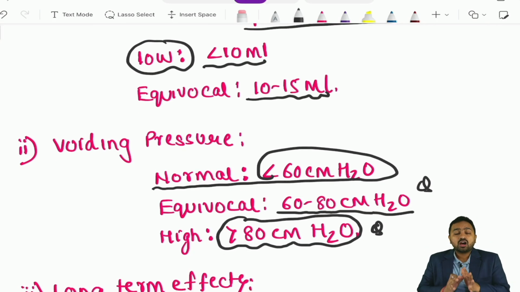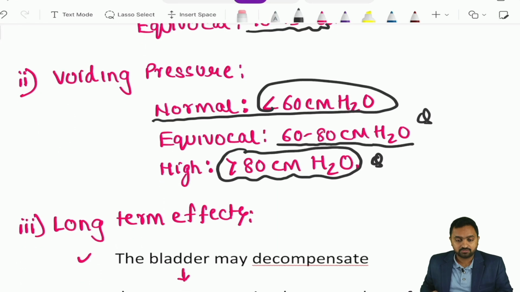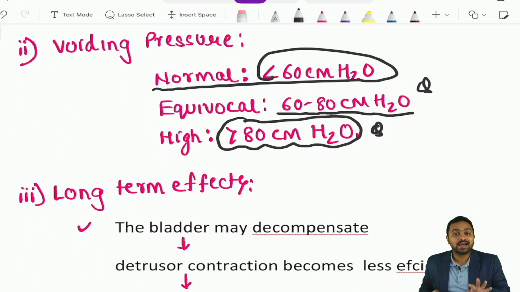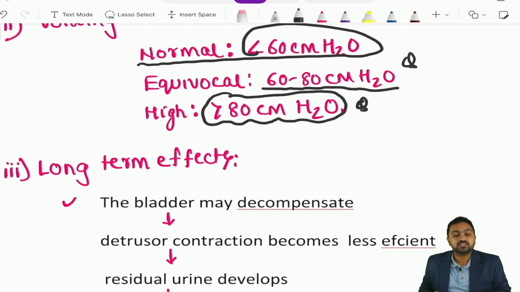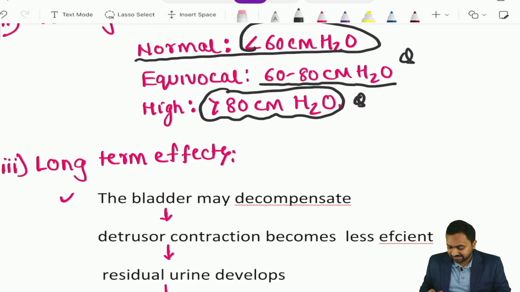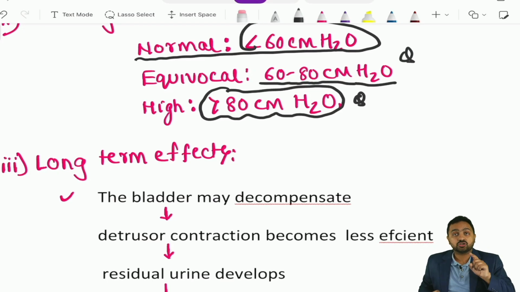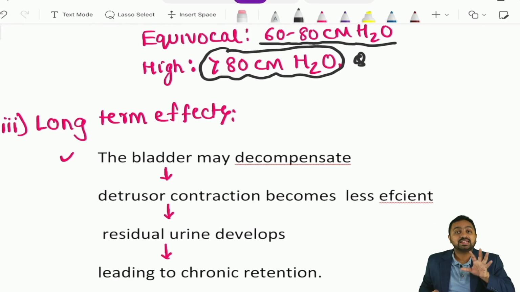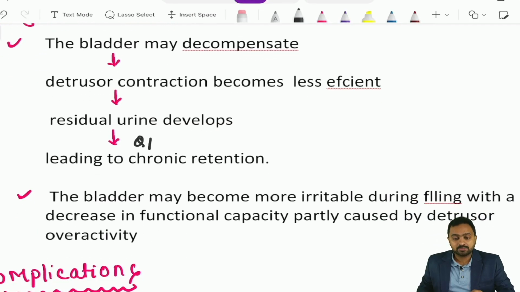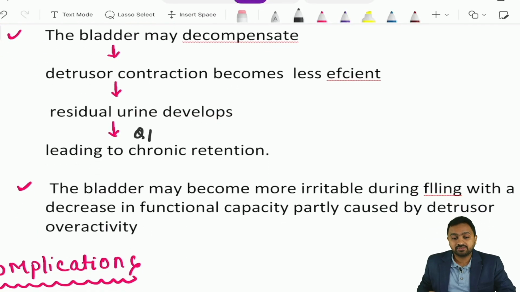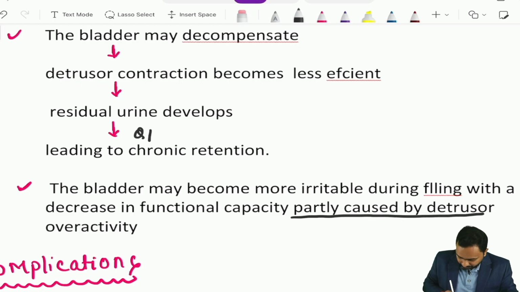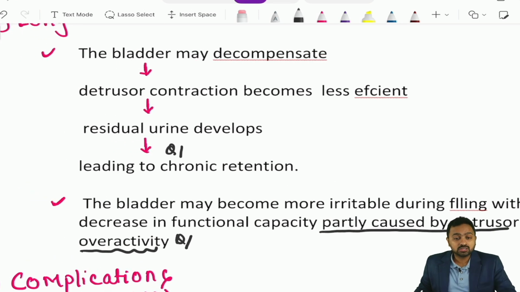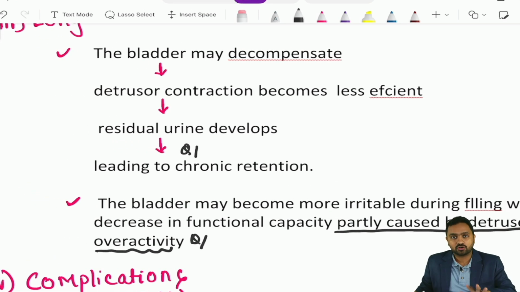Now, what are the long term effects of this on the bladder? The bladder may decompensate, as a result of which the detrusor contraction becomes less efficient. Because of this, residual urine develops, right, leading to chronic retention. Next, the bladder may become more irritable during filling with a decrease in the functional capacity, partly caused by detrusor overactivity. So these are your long term effects on the bladder leading to chronic retention.